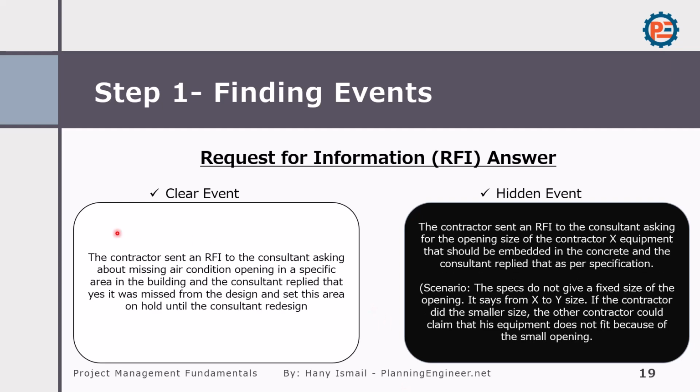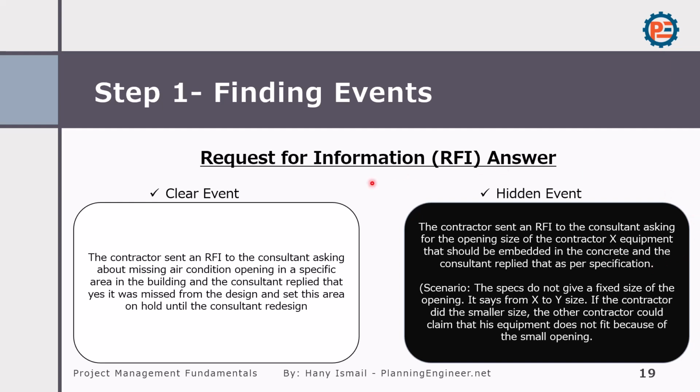For example, the contractor sent an RFI to the consultant asking about a missing air condition opening in a specific area, and the consultant replied that yes, it was missed from the design and set this area on hold. This is a very clear event and rarely happens. What most likely will happen is that the contractor will send an RFI to the consultant asking for the opening size of the contractor's equipment which should be embedded in the concrete, and the consultant replies: as per specification. Very weird statement, not clear.